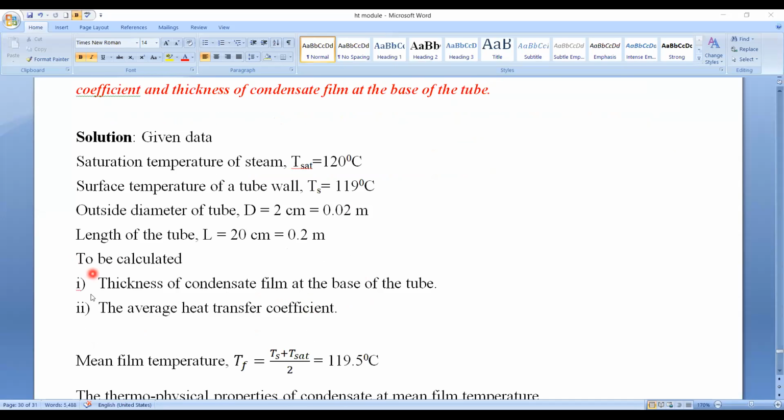Okay, so in this problem, we need to get the value of, first, the thickness of condensate film at the base of the tube, and the second is the average heat transfer coefficient.